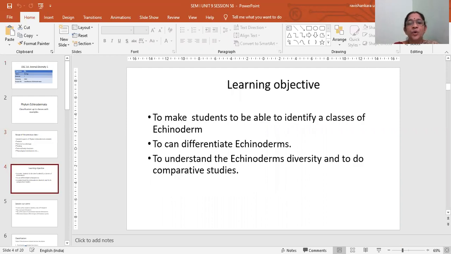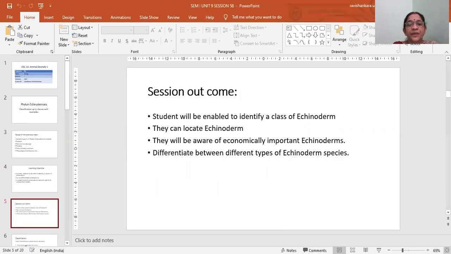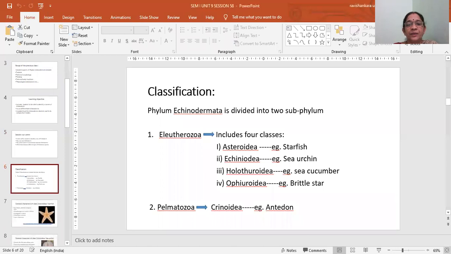The learning objectives of this session are to enable the students to classify echinoderms. Various types of echinoderm diversity are studied in this session to understand and compare the individuals of each class of echinoderms. Students at the end of the session will be able to identify and classify the phylum Echinodermata.